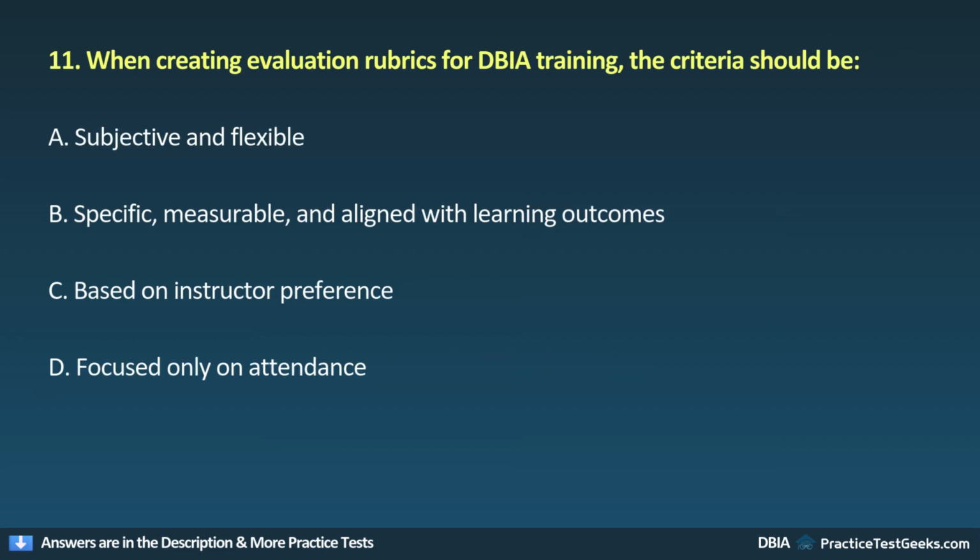11. When creating evaluation rubrics for DBIA training, the criteria should be A. Subjective and flexible. B. Specific, measurable, and aligned with learning outcomes. C. Based on instructor preference. D. Focused only on attendance.